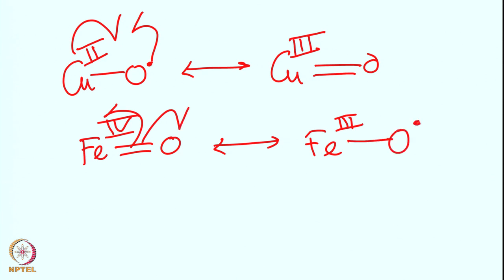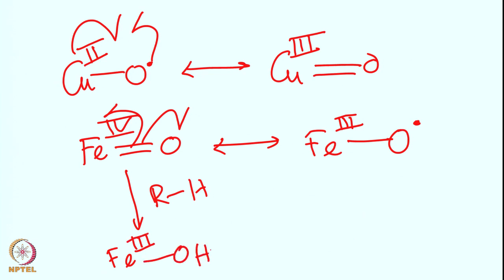Now, as you have seen in the last slide, this iron 4 oxo was reacting with RH to give you what? To give you iron 3 OH. How is that happening? Because this iron 4 oxo is nothing but iron 3 O dot, and if you are giving RH to this, it forms R dot, and it forms H dot, and these two bonds.